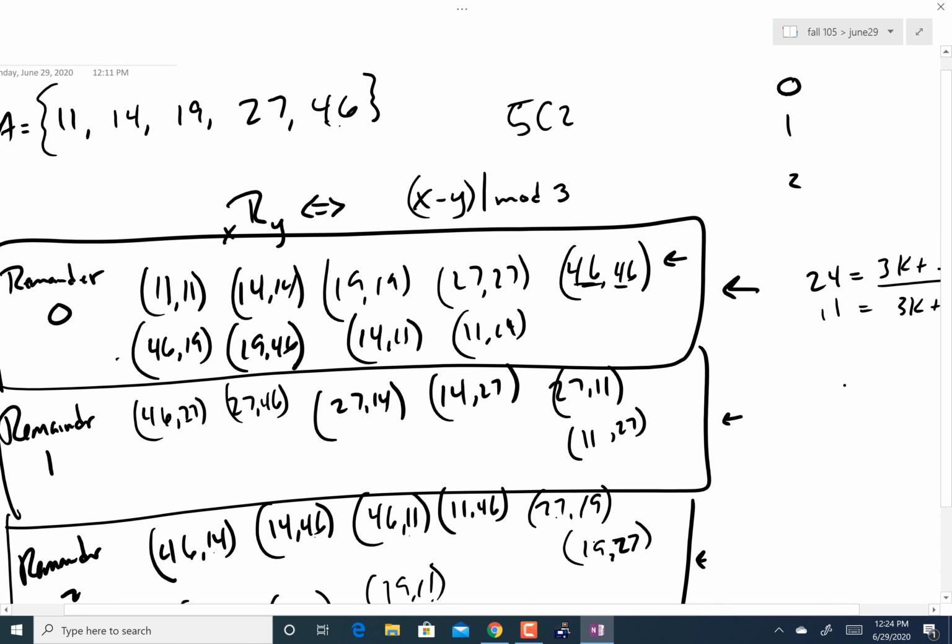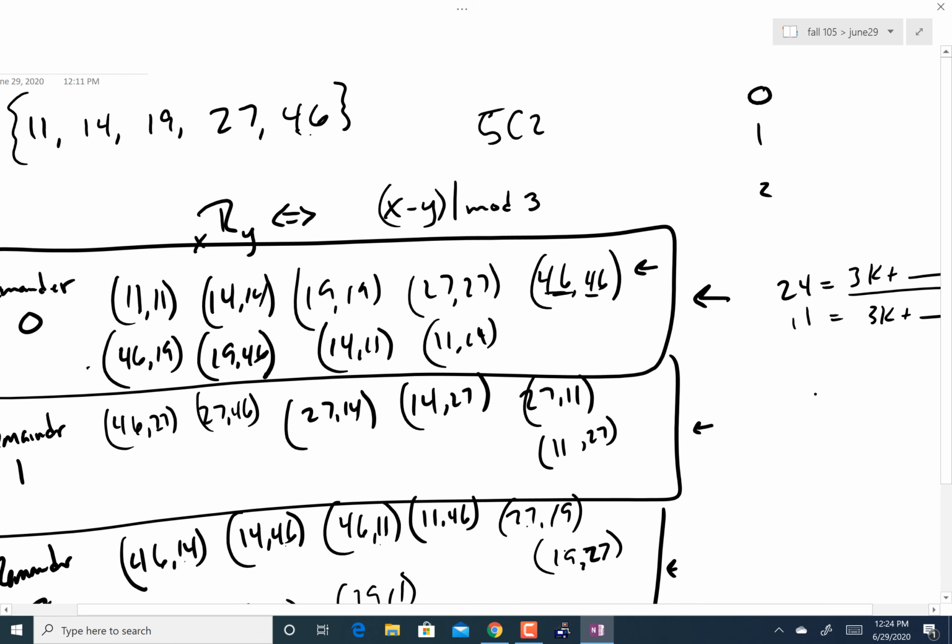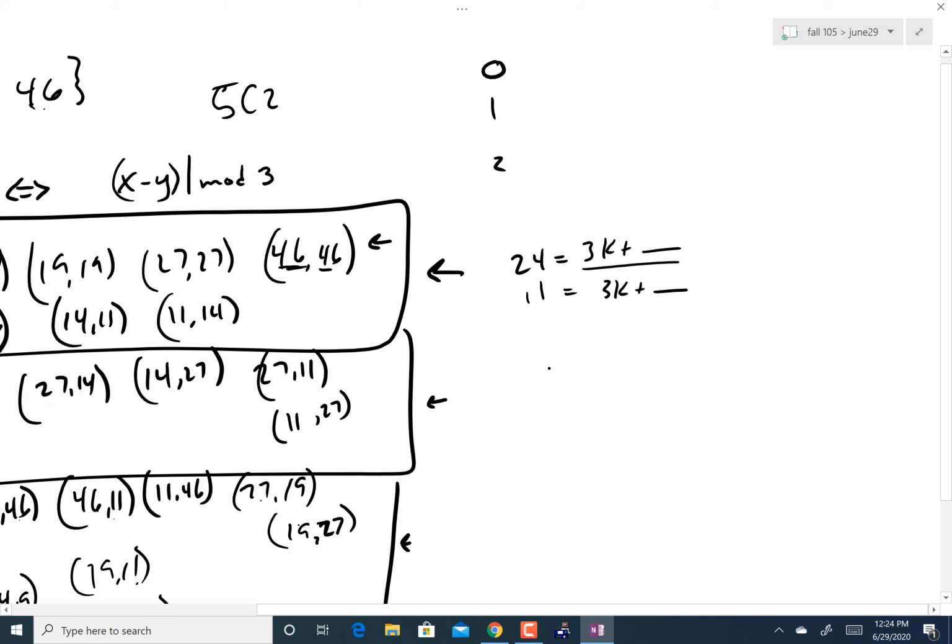Is that really 11? Did I do that? Oh, because it's not 24, it's 14. There's my problem. Sorry. It makes more sense now. This is 3k plus 2. This is also 3k plus 2. So when you do that, you get 3k plus 2 minus 3n plus 2.